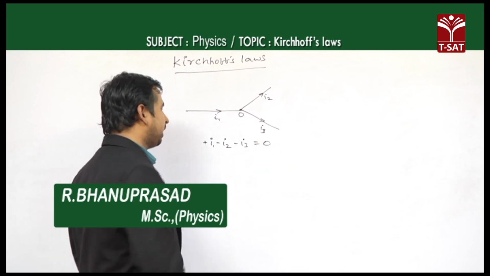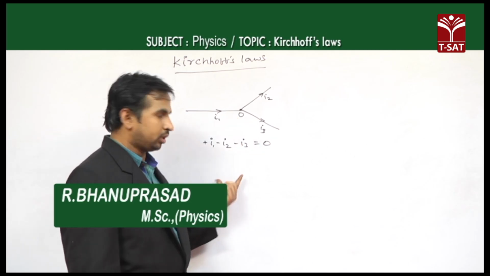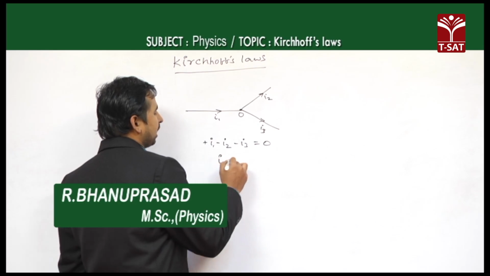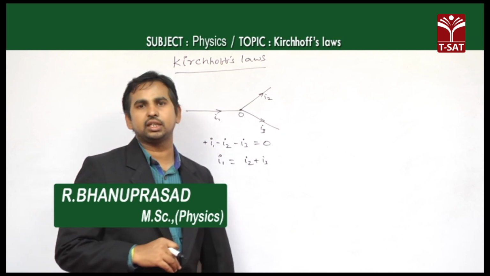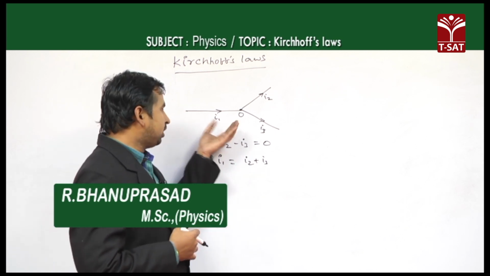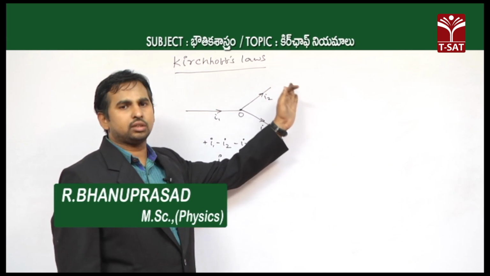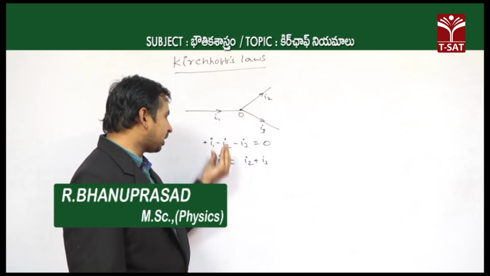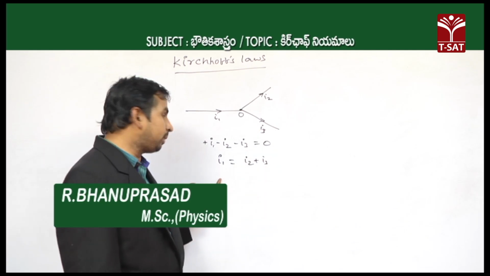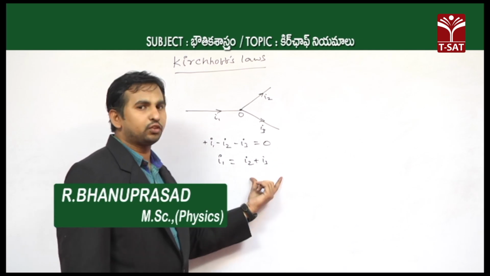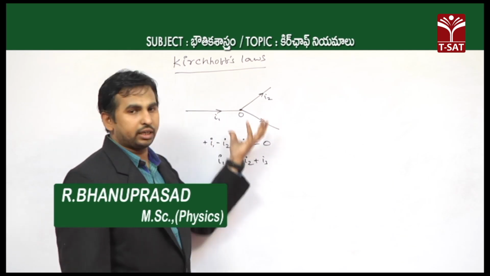According to this statement, the algebraic sum of the currents at the junction point is equal to 0. From this you can write I1 is equal to I2 plus I3, by bringing I2 and I3 to the other side. So in another way we can state the Kirchhoff current law: the sum of incoming currents at the junction point is equal to the sum of outgoing currents. Here the incoming current is I1 and the outgoing currents are I2 and I3. Like this we can write the current law.